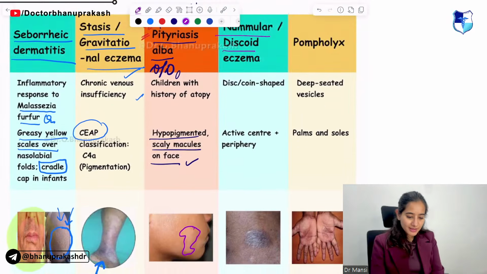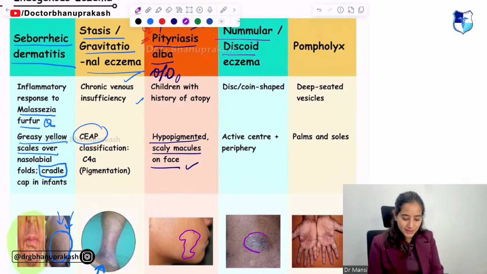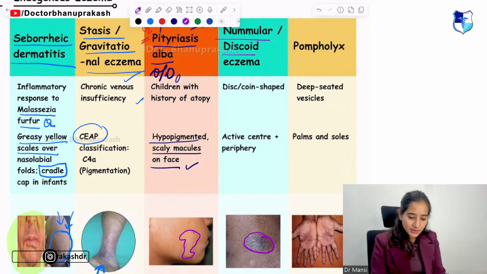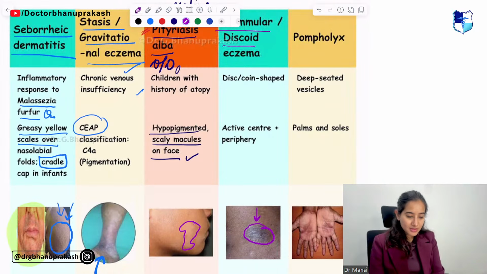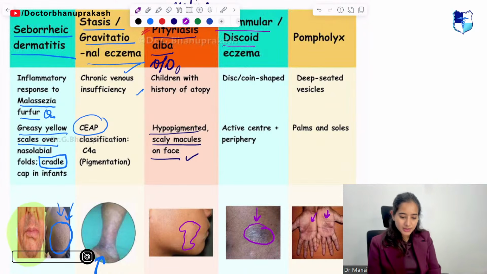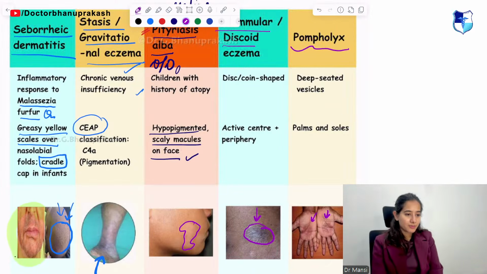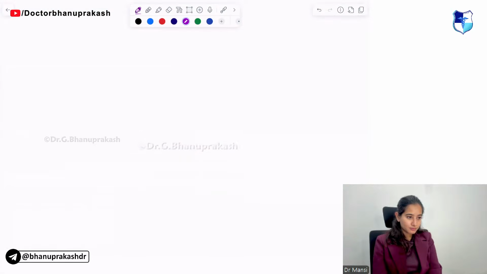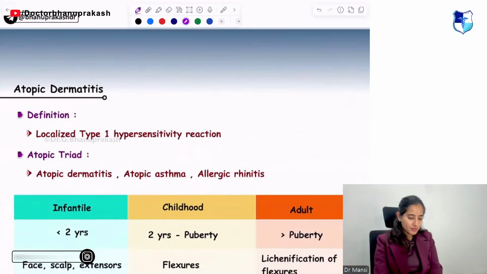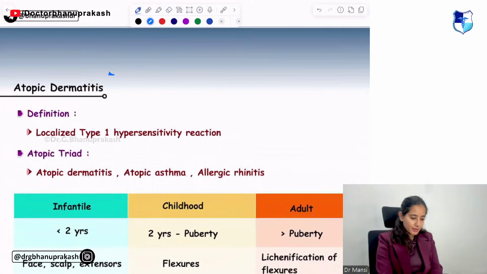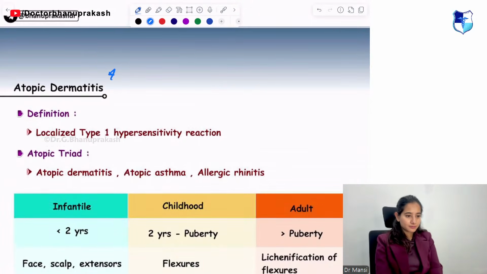Nummular or discoid eczema, you can see coin-like lesions where the center and the periphery both are active. That is the nummular or discoid eczema. This is exactly given like this in the image. And then there are vesicles. If there are deep seated vesicles present on the palms and soles, this is pompholyx type of eczema. Fine. Next, we move to atopic dermatitis.